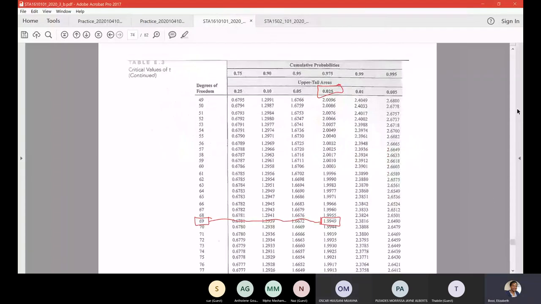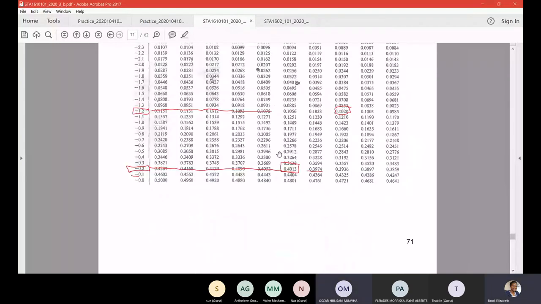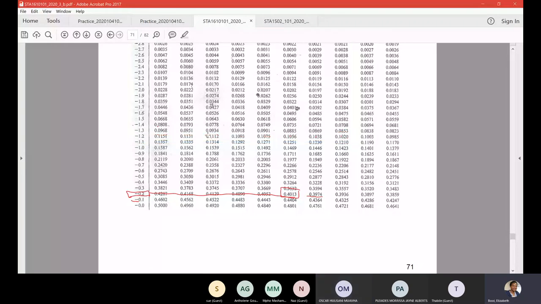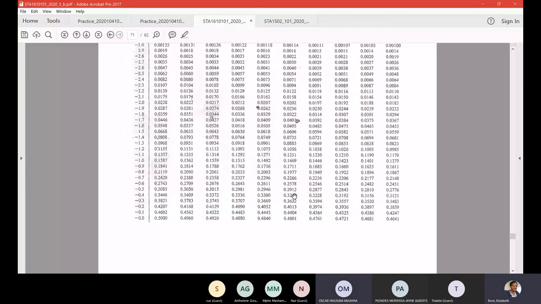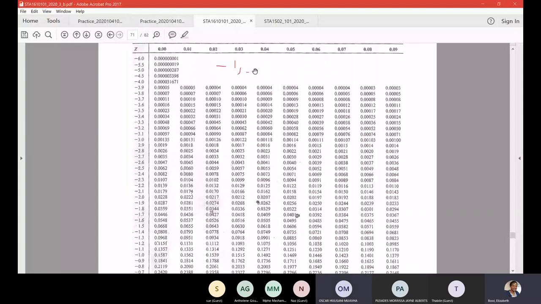Go back to the normal distribution table. You always use the Z, the negative side of the table. Inside the table, we are looking for a value. We are looking for 0.005. So sorry, my bad. So we're looking for 0.005. And this can be our answer.